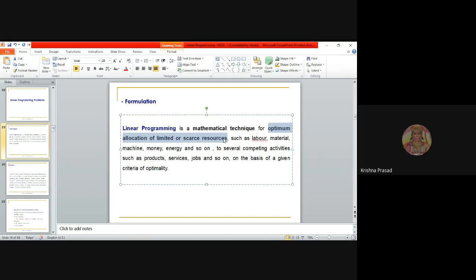For example, it can be labor, machine, material, energy, all these things. A lot of things are there. And the next one is to several competing activities such as products, services, jobs, on the basis of a given criterion of optimality. So at the end of the day, the very important thing you want to know is that linear programming gives you an input for optimum allocation of scarce resources, how you can utilize those scarce resources. Very important one.